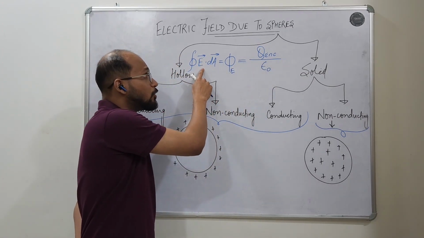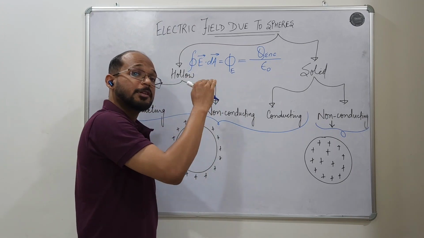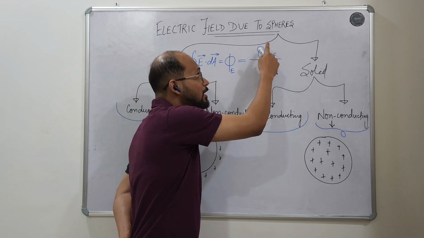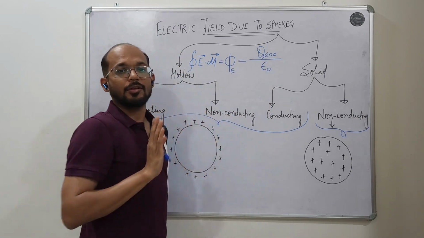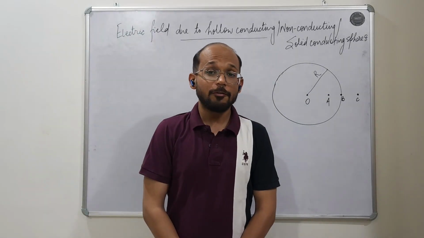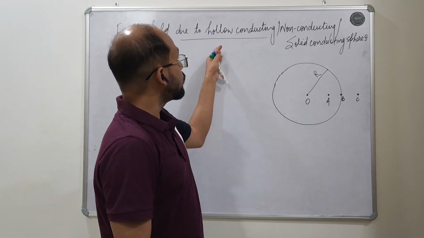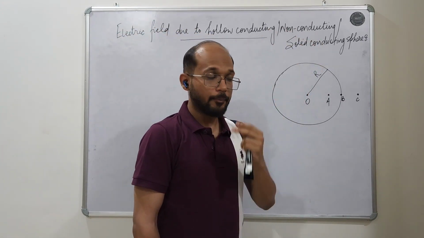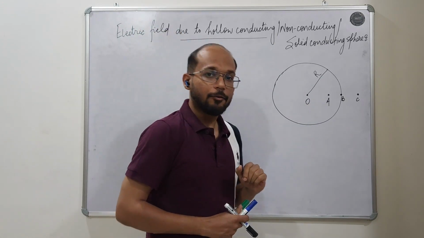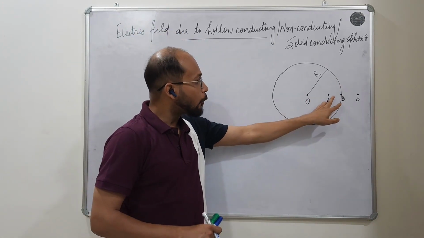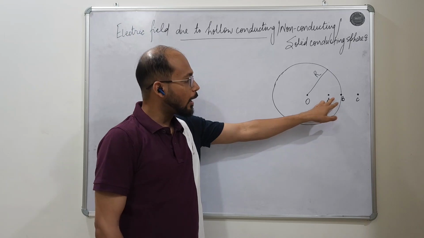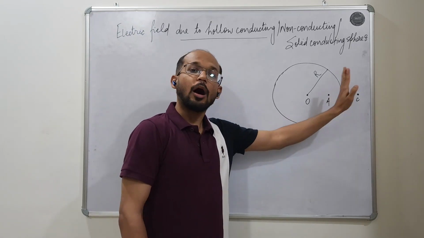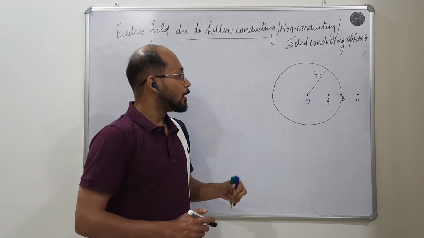This electric field is due to all the charges present inside and outside the Gaussian surface, but this is the total charge enclosed inside the Gaussian surface only. So now we will find the electric field due to hollow conducting, non-conducting and solid conducting sphere. We will find the electric field at a point A, which is inside the sphere, at point B, which is on the surface of the sphere, and at point C, which is outside the sphere.